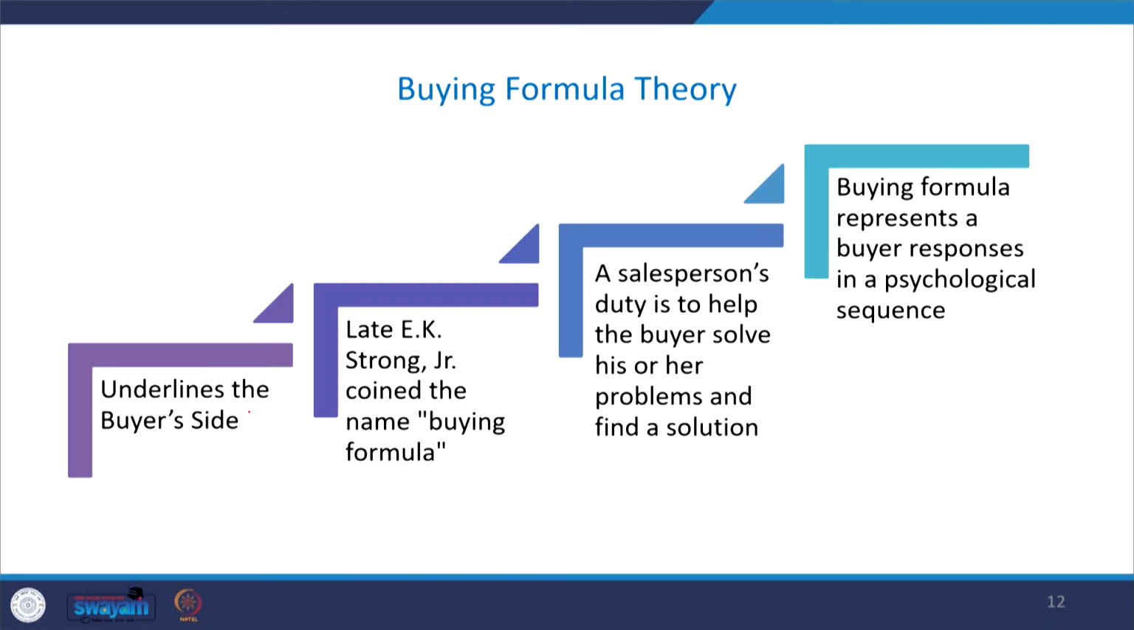In case you have any doubts or you have different thoughts, we'll be happy to read about them in the forum. Now when we move forward, we'll be talking about the buying formula theory, which was proposed by E.K. Strong Jr. He was the one who coined the term buying formula. Now this precisely underlines the buyer's side, which means that it is the salesperson's responsibility to help the buyer solve his or her problems.